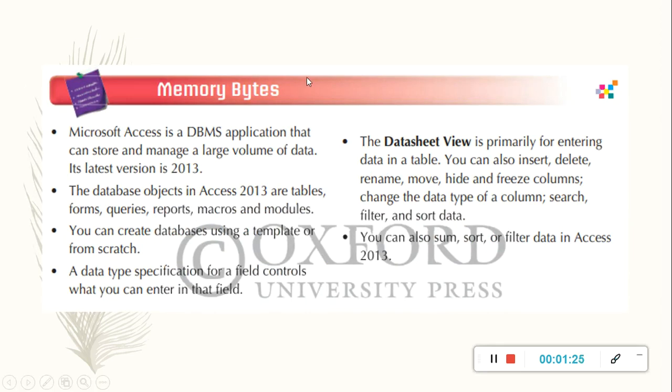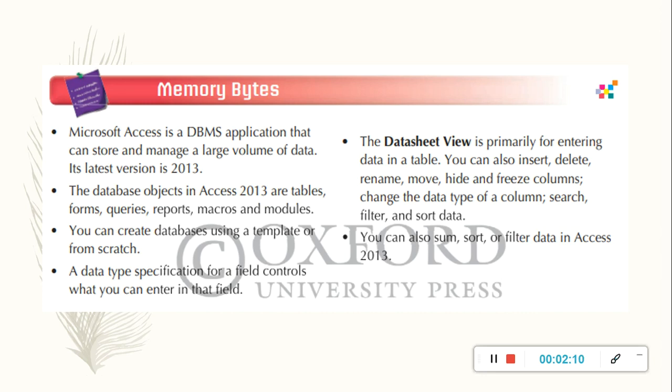Next one is memory byte. In this memory byte, see what is there in your full chapter. All the summary will be given over here. Microsoft Access is a database application that can store and manage a large volume of data. Its latest version is 2013. The database objects in Access 2013 are tables, forms, queries, reports, macros and modules. You can create databases using a template or from scratch.